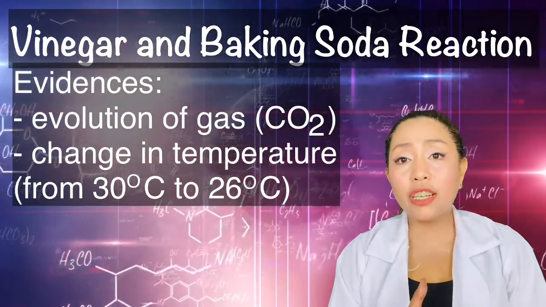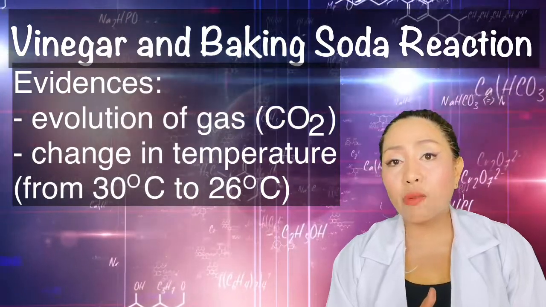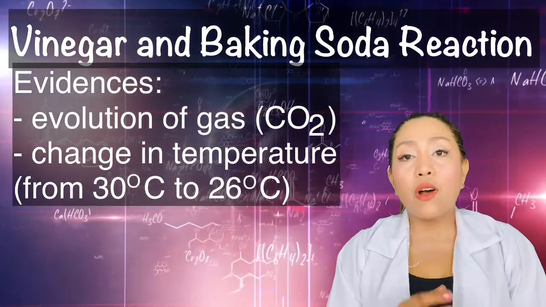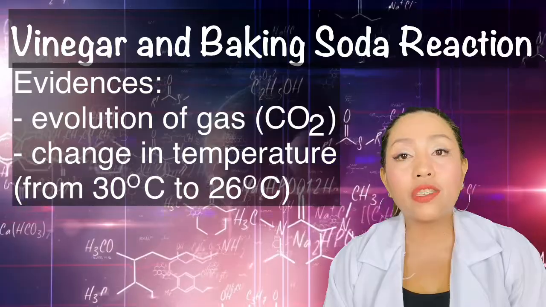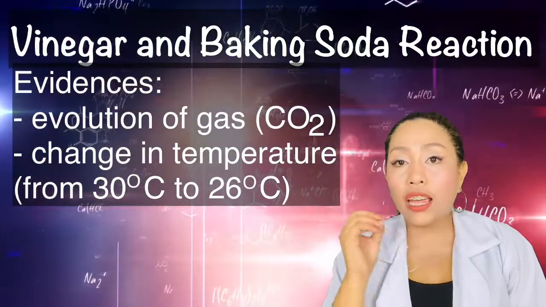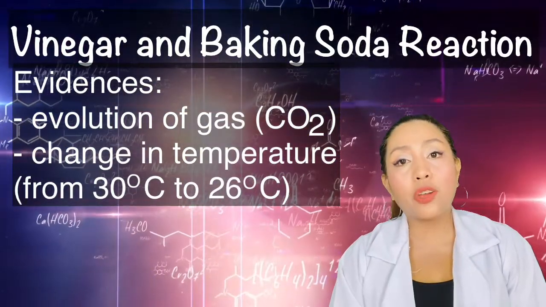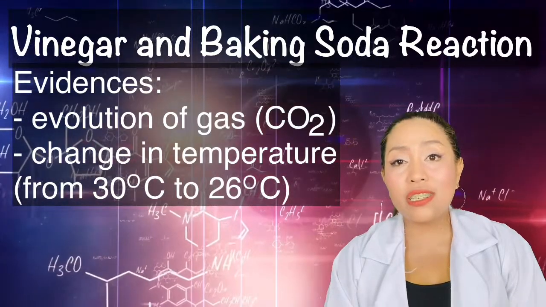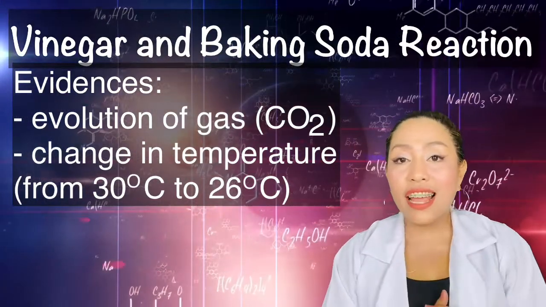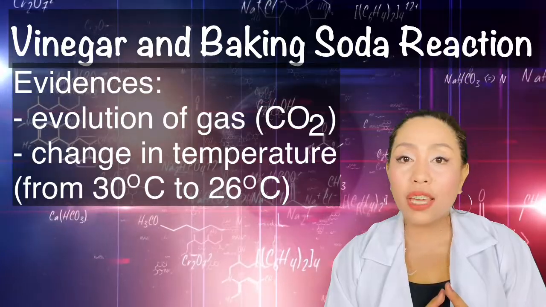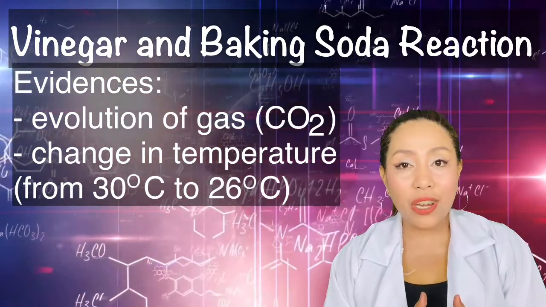When there's only vinegar in the beaker, the temperature reading was 30 degrees Celsius, while after pouring the baking soda onto our vinegar and we checked, the temperature reading was 26 degrees Celsius. So that is an evidence that there is a chemical reaction between vinegar and baking soda.